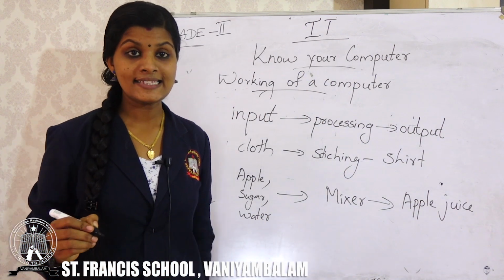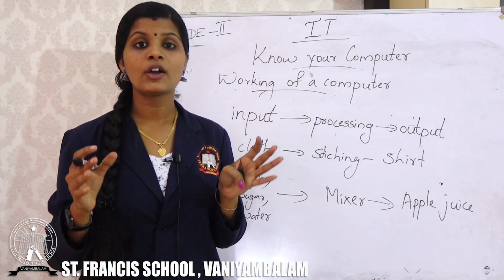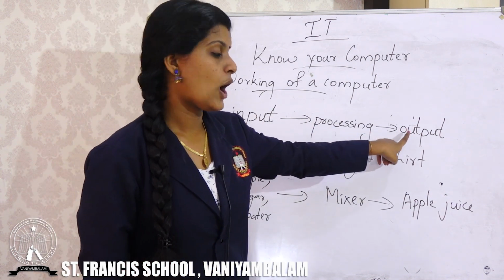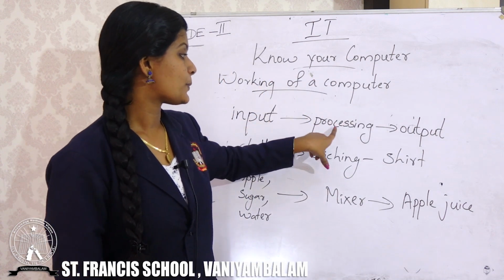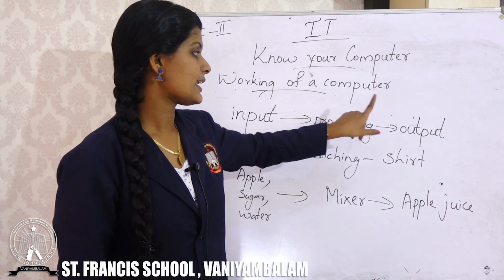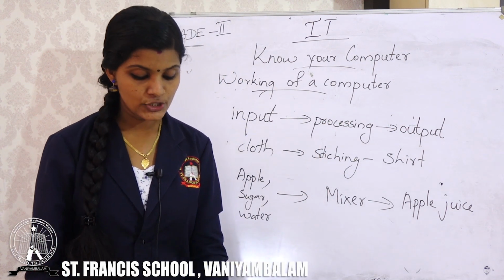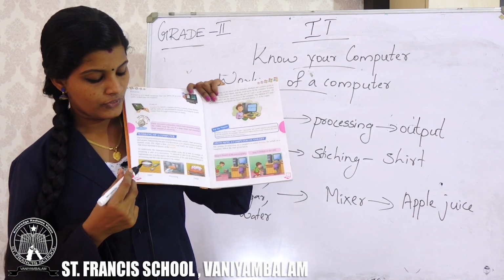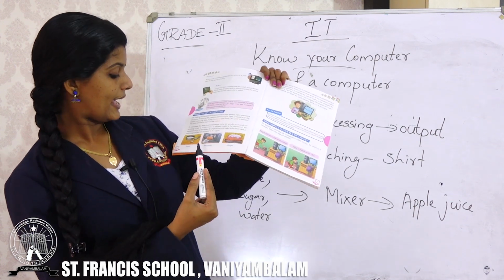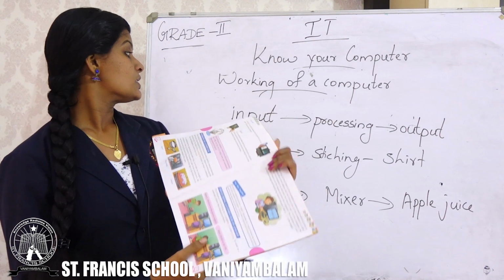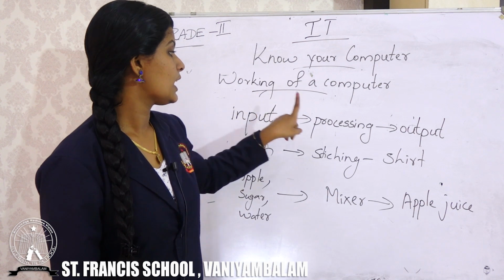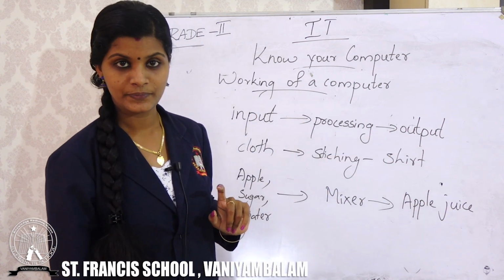So these are the 3 steps involved in the working of a computer. Once again, input, processing, output. The first step is input, second step processing, and the third one is output. In your textbook, the picture of or the example for input, processing and output have given in page number 4. So once again, in the working of a computer, there are 3 steps: input, processing and output.